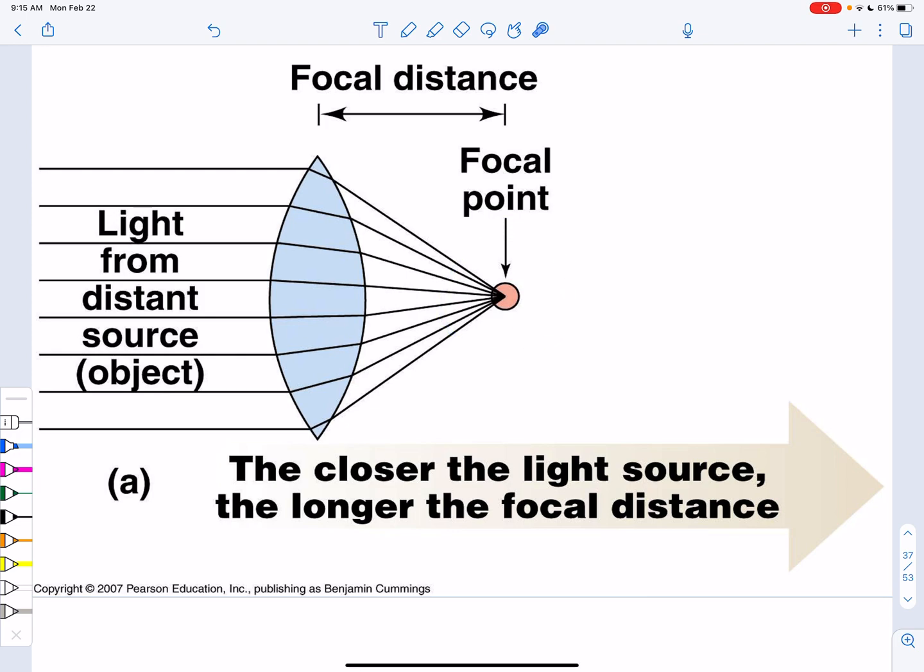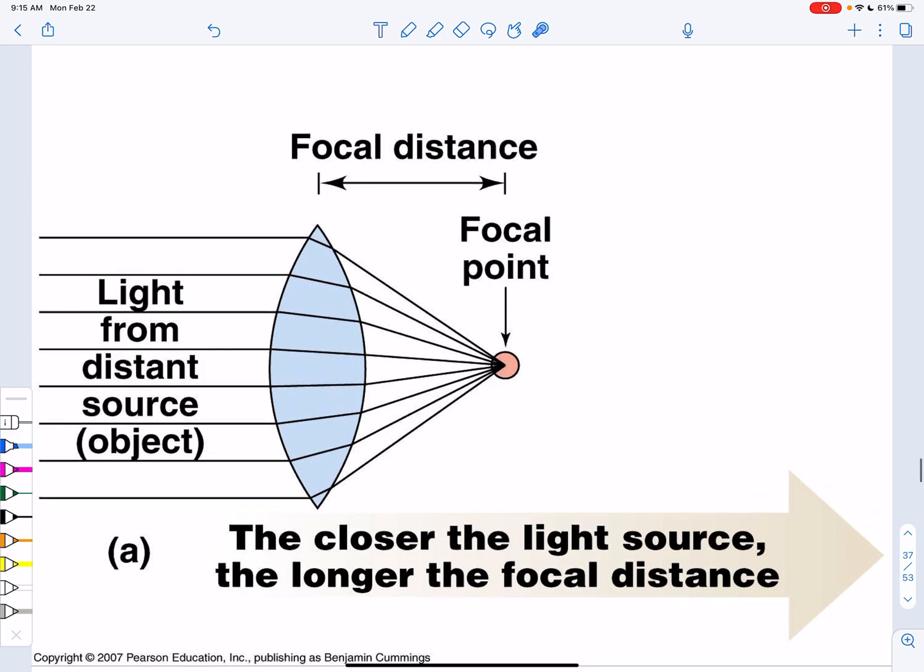So we have light that comes in, and as that light hits, hopefully you've identified this as the lens in our eye. The light is going to hit that lens, and it's going to be bent, and it's going to be bent into that focal point.